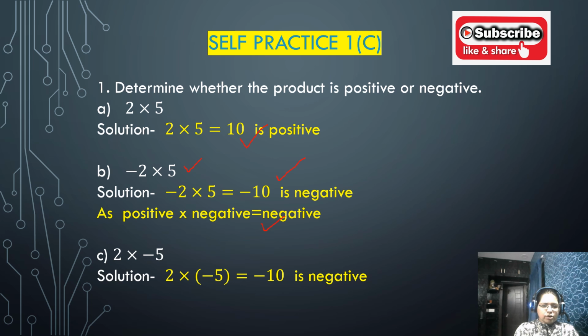C. 2 multiplied by minus 5. 2 is a positive integer and minus 5 is a negative integer. First we multiply the integers. 2 multiplied by 5 is 10, and we know positive integer multiplied with negative integer, we get negative integer. So place the minus sign before the integer 10. So 2 multiplied by minus 5 is minus 10 and minus 10 is a negative integer.